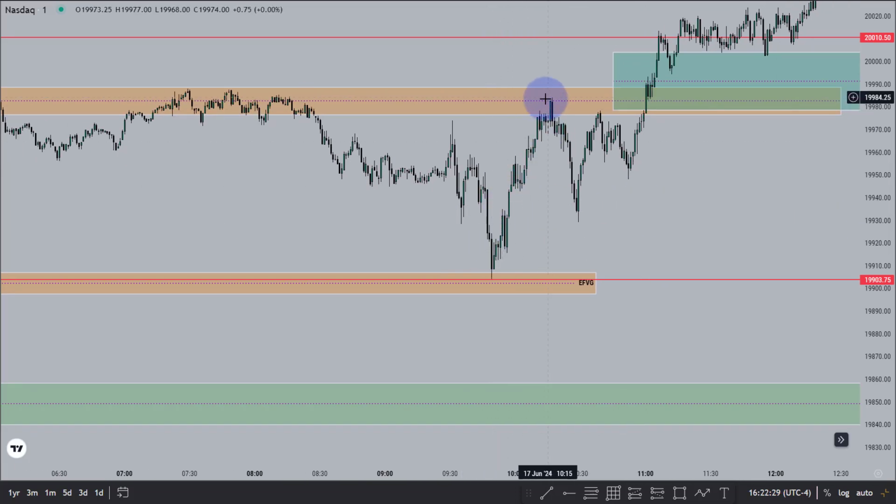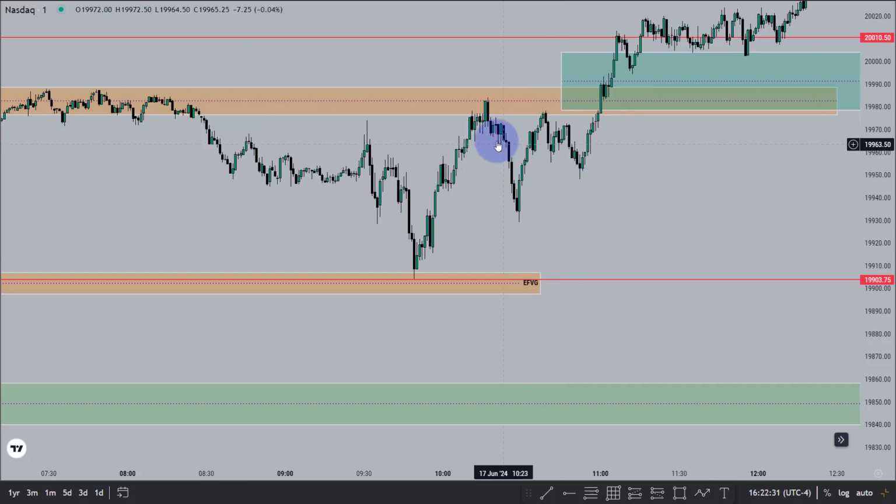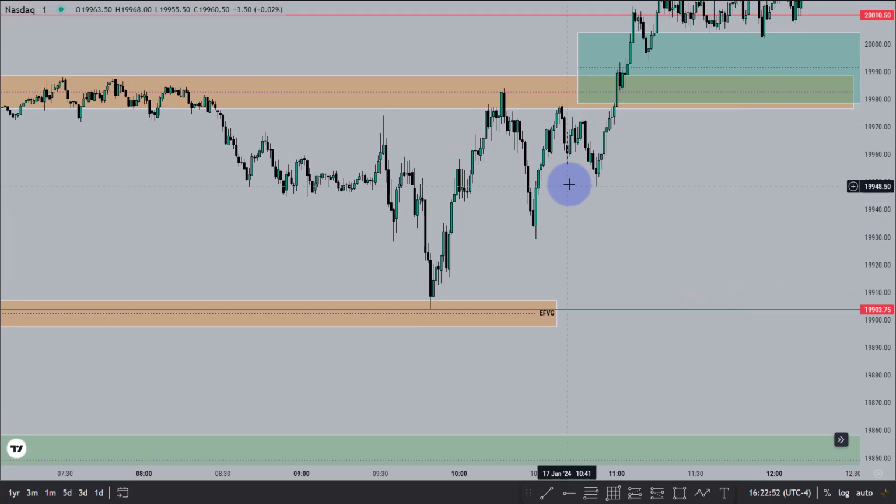When price came back again to this bearish fair value gap, I will start to look for a sell setup. Was there any sell setup? Absolutely not. There was no market structure shift, no fair value gap, nothing. Then the market finally made a swing low which is valid for shifting market structure. I got the market structure shift.